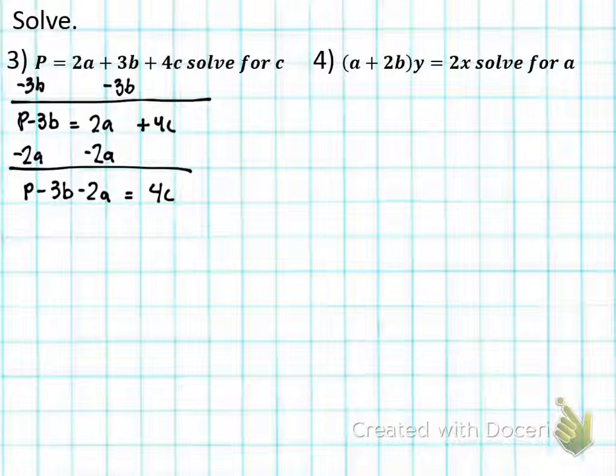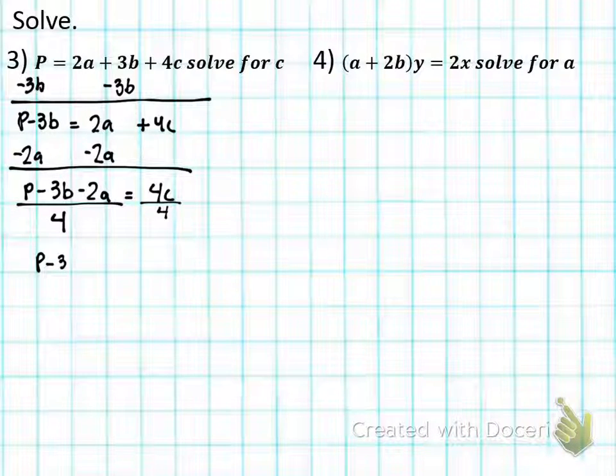Are there any more addition signs that we could deal with? No. Is there anything being divided from c? No. Is there anything being multiplied by c? Yes. What's being multiplied? 4, right? So what's the opposite of multiply by 4? Divide by 4. So we want to now divide both sides by 4.